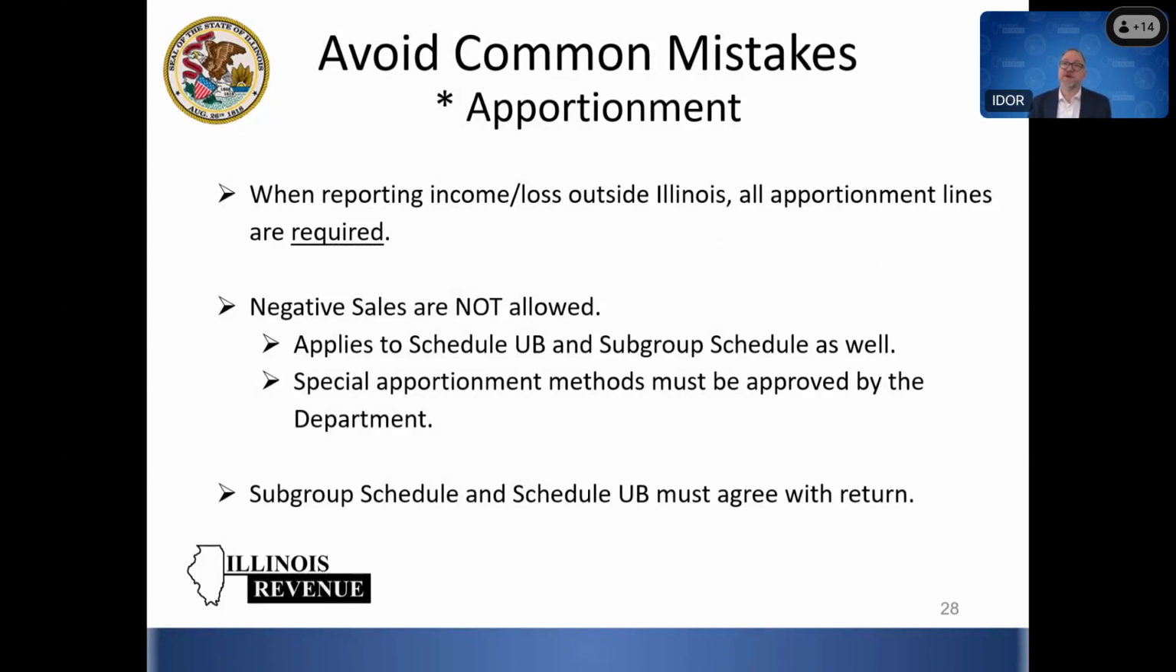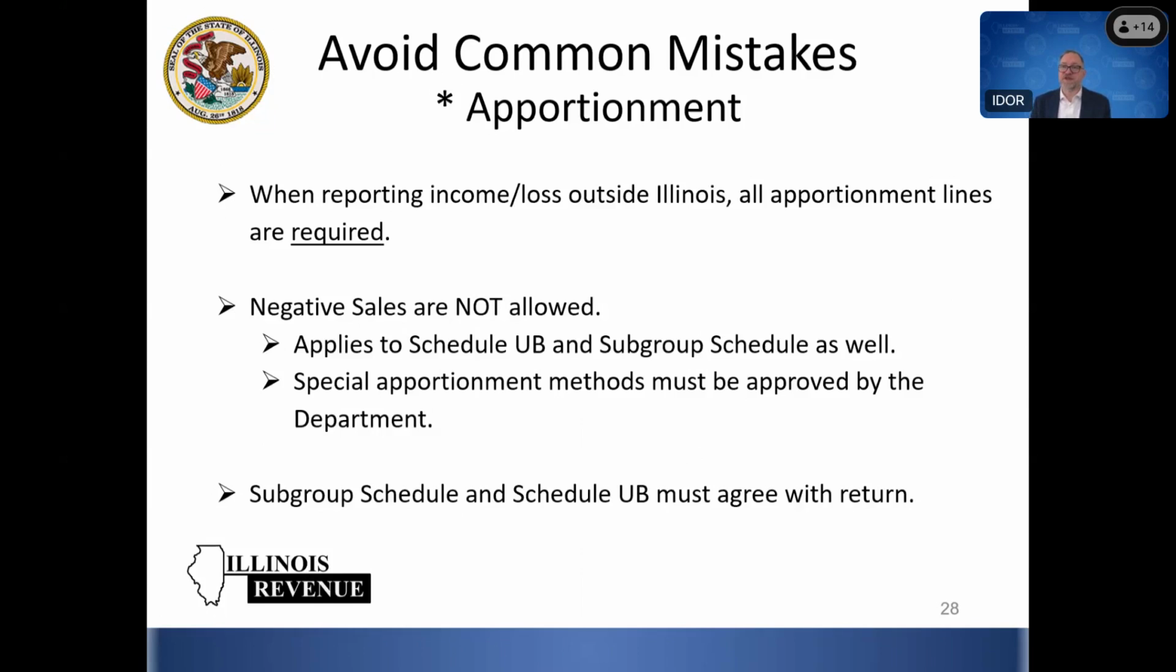Another section of the return where we see common mistakes is the apportionment section. First of all, when you are reporting income or loss outside of Illinois, you must complete all three apportionment lines: the total sales, the total Illinois sales, and the apportionment factor. Negative sales or negative sales factors are not allowed on the return. That includes your filing of Schedule UB and the subgroup schedule.